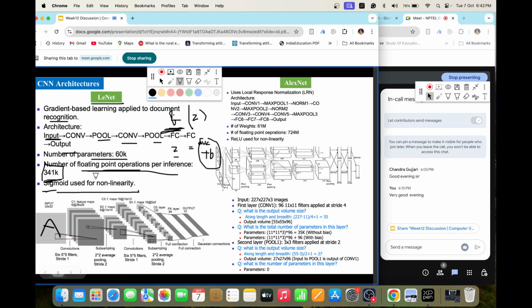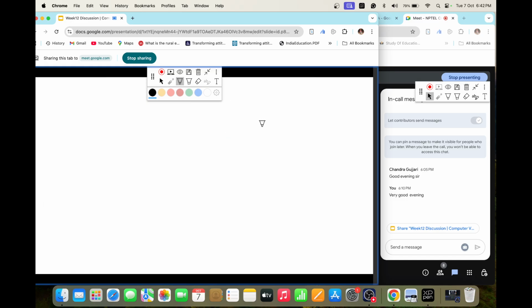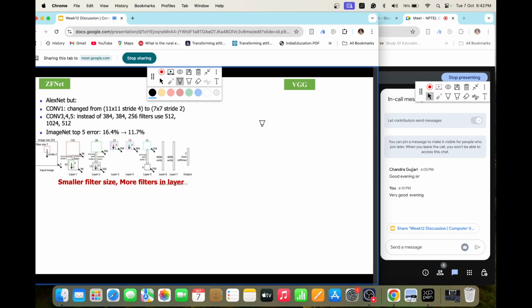Okay, so this is the whole thing regarding LeNet, and then we have AlexNet. Again you can read it, this is the total architecture. Here we have more convolution layers and pooling layers that you can easily see, and then we have three fully connected layers. In LeNet we have two fully connected layers, but here we have three. Okay, and then we have ZFNet.